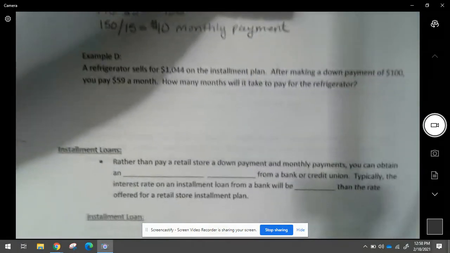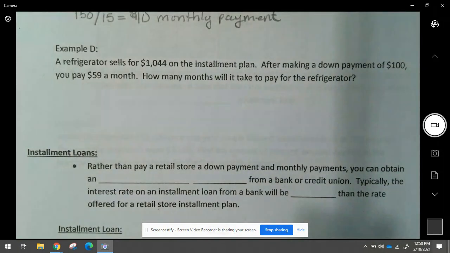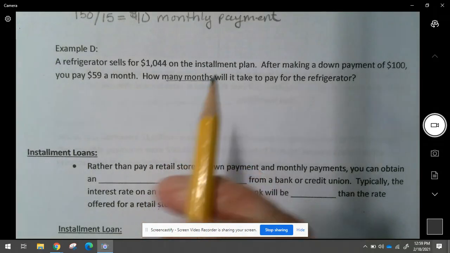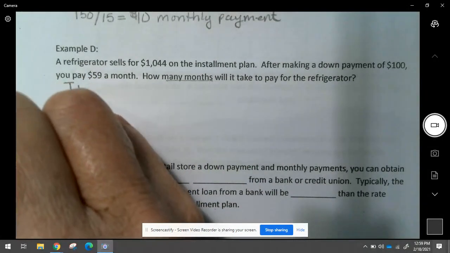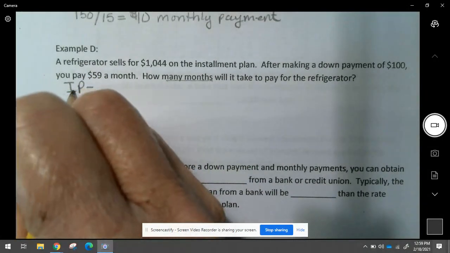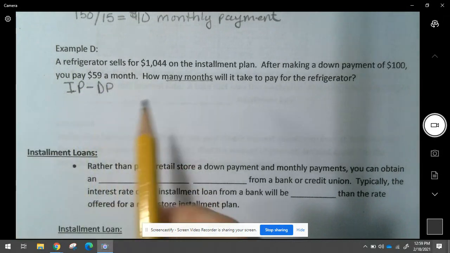All right, let's look at example D. It says a refrigerator sells for $1,044 on the installment plan. After making a down payment of $100, you pay $59 a month. How many months will it take you to pay for the refrigerator? So we're looking for months here. Set up the same way. Installment plan amount minus the down payment first.